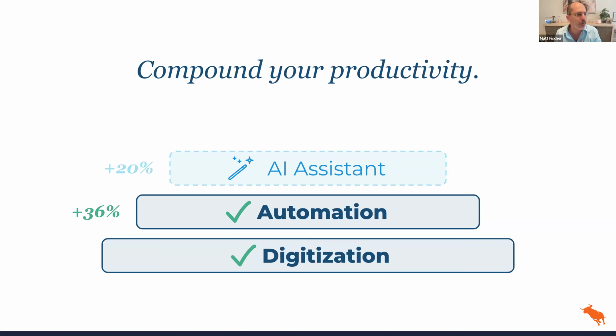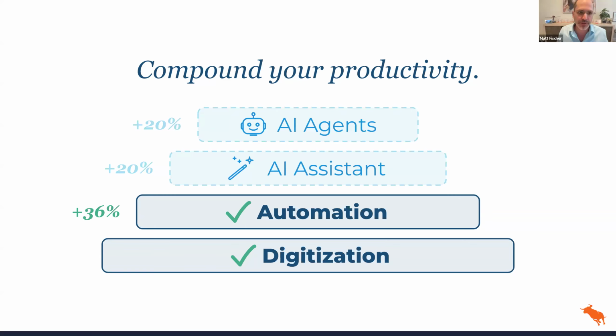We sort of took a crack at what we think those numbers are, but 20% for an assistant, 20% for agentic workflow. And the way that this ends up compounding is, reasonably you can assume that your productivity prior to automation and after AI will probably be about 2x.